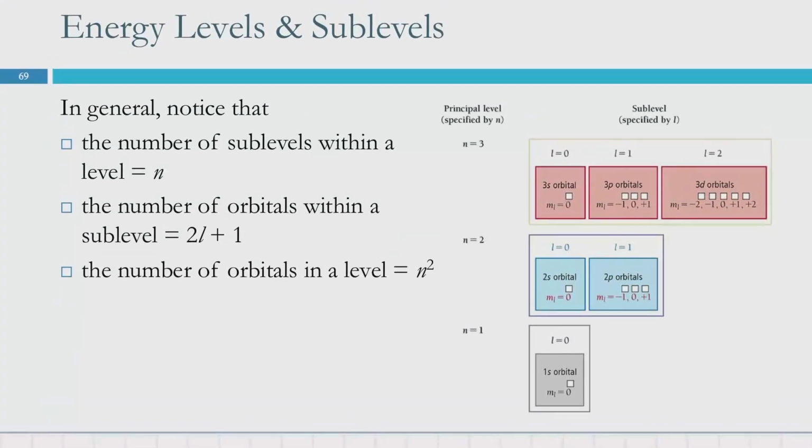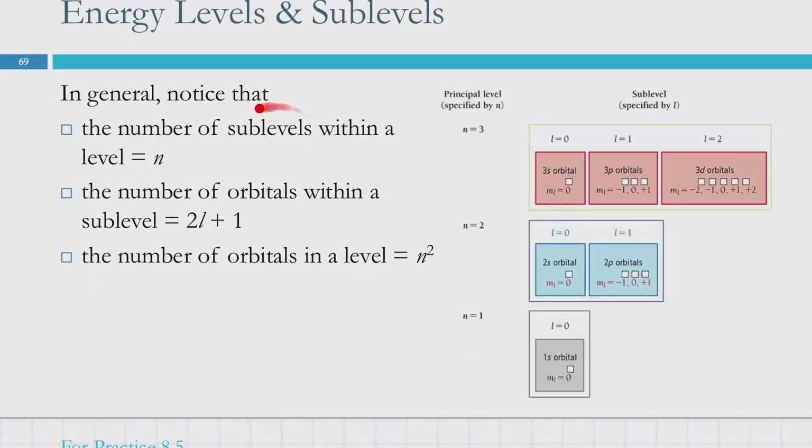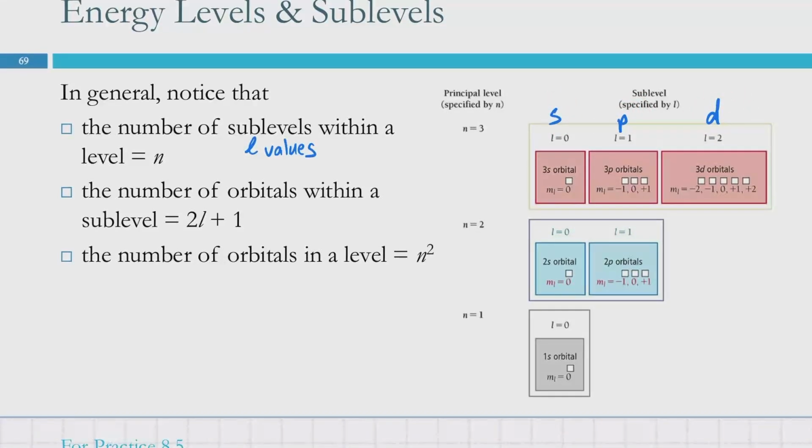There are some general patterns. The number of sublevels, the number of possible values for L, is equal to n. When n equals 1, L is equal to 0. When n equals 2, L is equal to 0 and 1. We've got two options in n equals 2, two subshells. In n equals 3, we've got 3 subshells. And these also have letter versions, which you would have seen in Chem 20: S, P, D. There's also F, which is L equals 3.